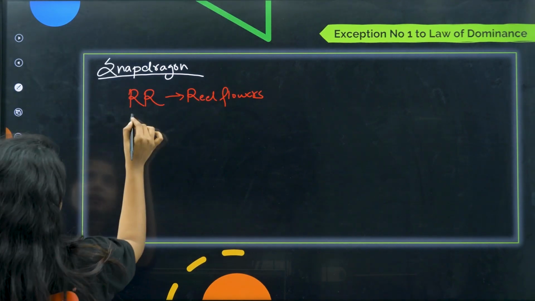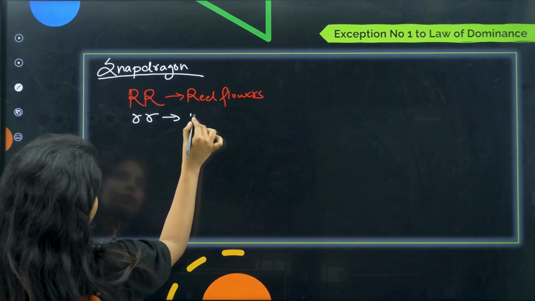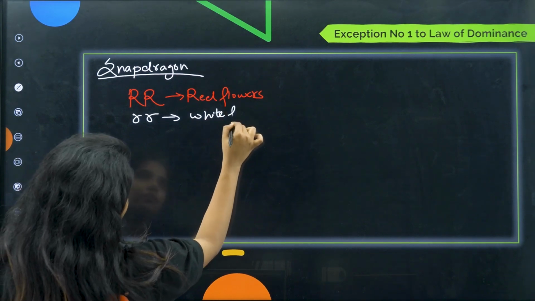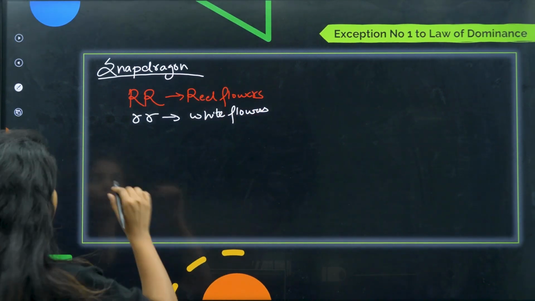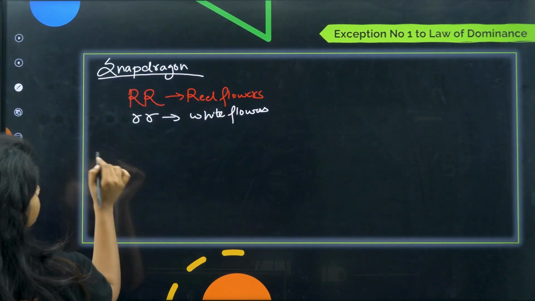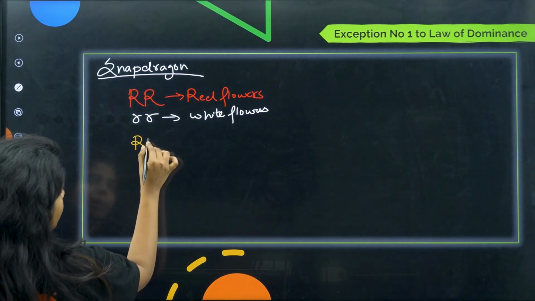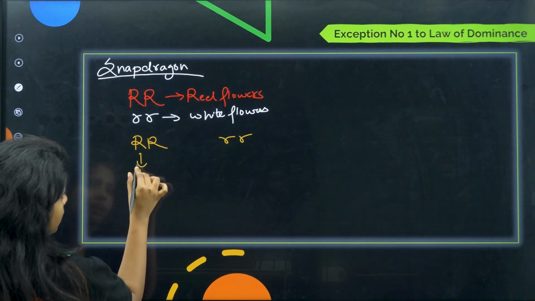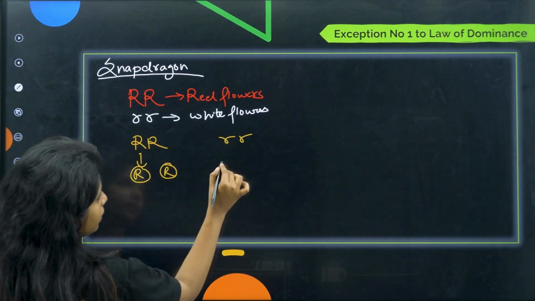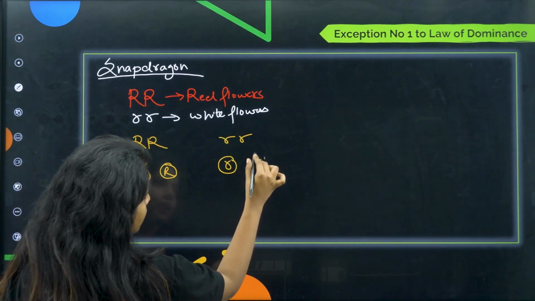Small rr, I am writing, they resembled white flowers. Okay, so what did the other people do? They crossed capital RR and small rr. So over here, what are the gametes? I get R, I again get R, still R and R.